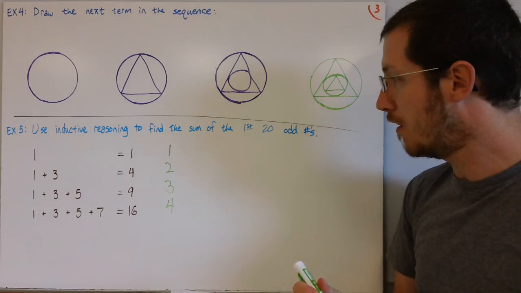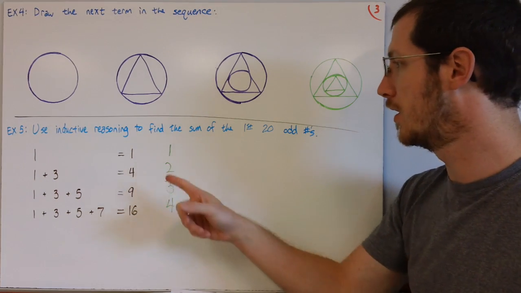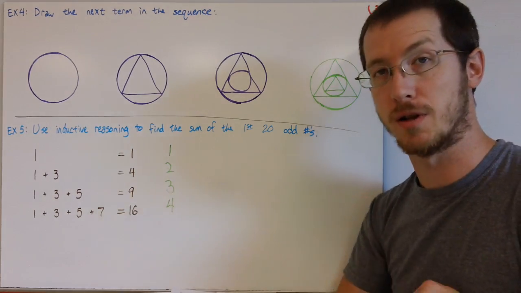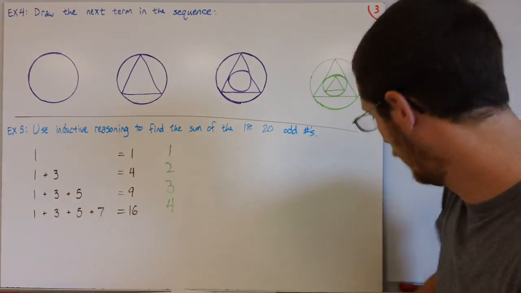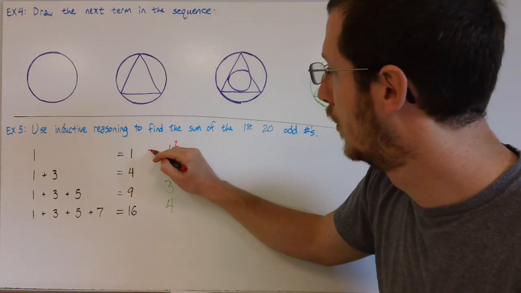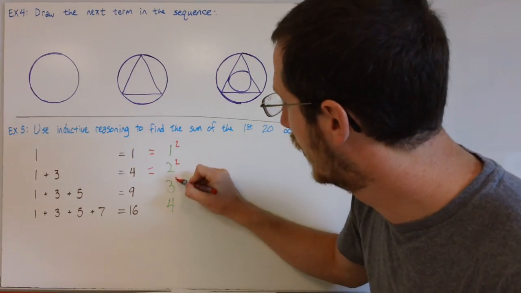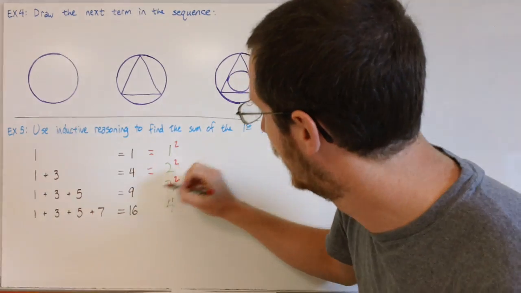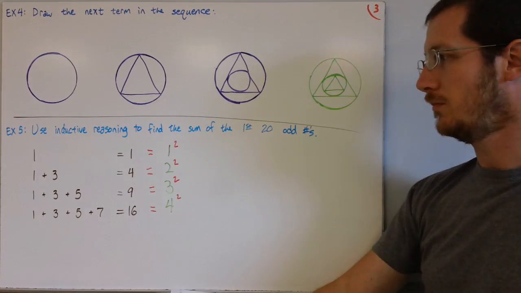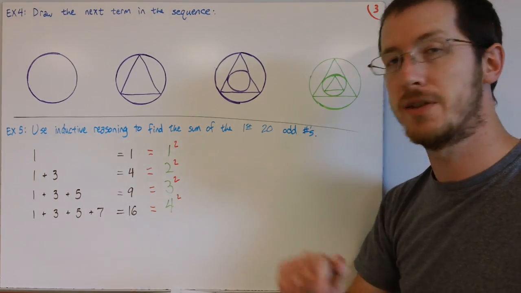I bet some of you have already seen that these 4 numbers here are not only the sum of the first 1, 2, 3, and 4 odd numbers, but they're also the first 4 perfect squares. To get 1, well, 1 squared is 1. 2 squared is 4. 3 squared is 9. And 4 squared is 16. Okay, that's kind of neat. A different pattern, totally different operation, but gives us the same numbers.